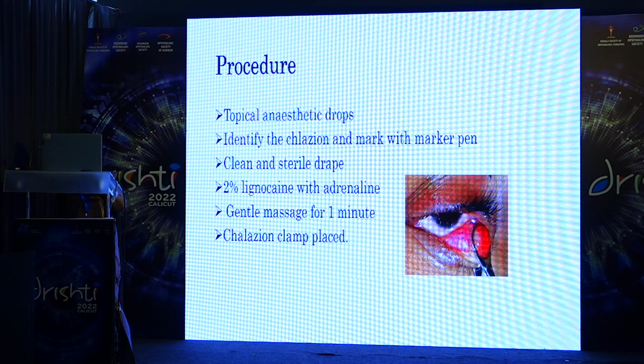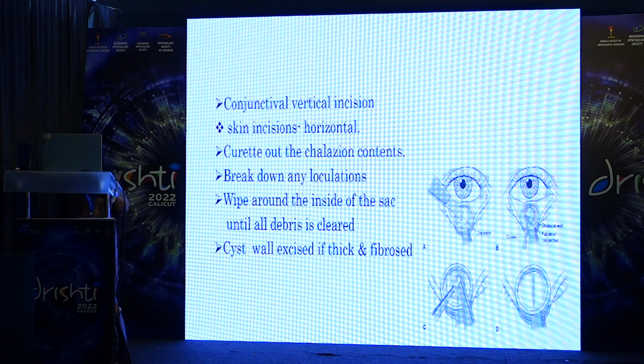Now our instrument, the chalazion clamp, is placed in position over the lid swelling with the open blade over the conjunctival side. So usually we will have a conjunctival approach. In the conjunctival approach, you have to put a vertical incision. In some cases, this chalazion may get infected, and the purulent material can get collected anterior to the tarsal plate area also. So in such cases, you can put a skin incision, which is usually horizontal, to avoid scarring.